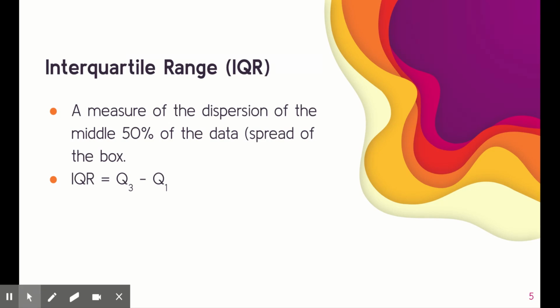Within a box plot, we have an interquartile range. This is a measure of the dispersion of the middle 50% of the data. It's the spread of the box. To find the interquartile range, it's Q3 minus Q1, or the upper quartile minus the lower quartile.